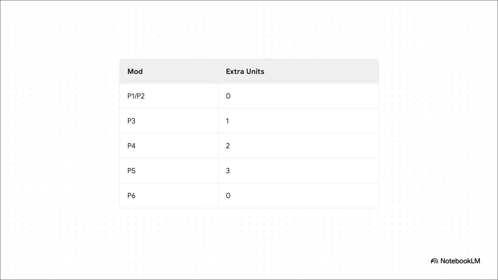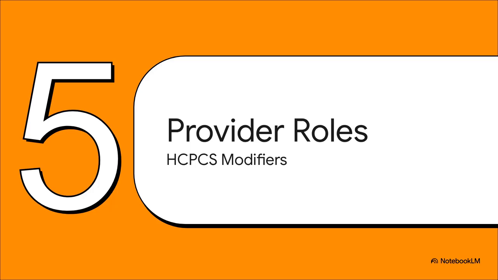A P3 patient with severe systemic disease adds 1 extra unit. P4, which is a constant threat to life, adds 2. P5, a moribund patient not expected to survive without the operation, that adds 3 extra units. And then there's P6, a brain-dead organ donor, which actually drops back to 0 extra units. Tricky, right? All right, now that we know the patient's status, let's jump to Section 5, Provider Roles and Modifiers.